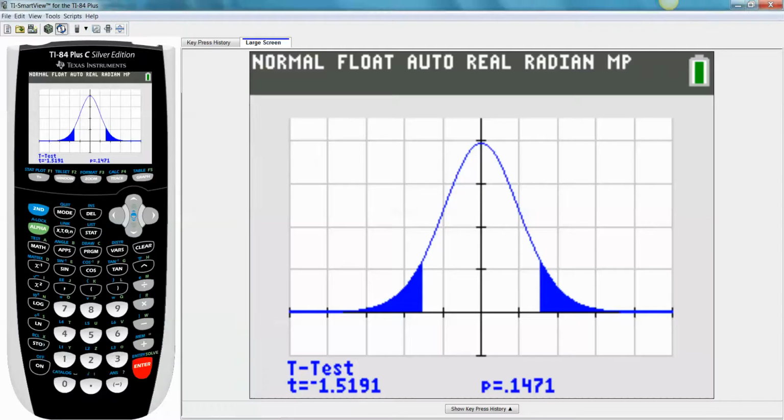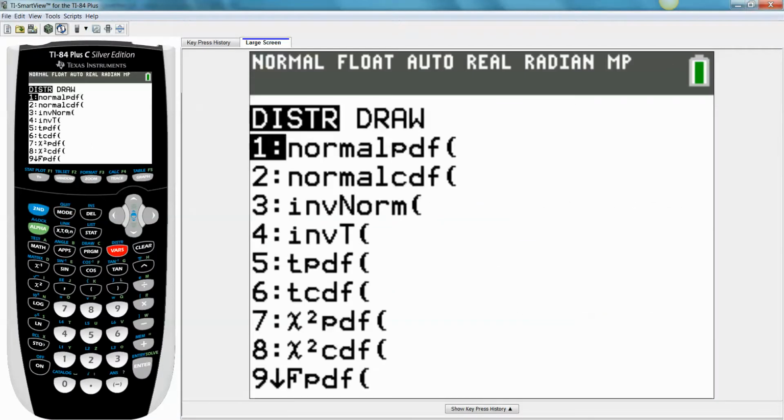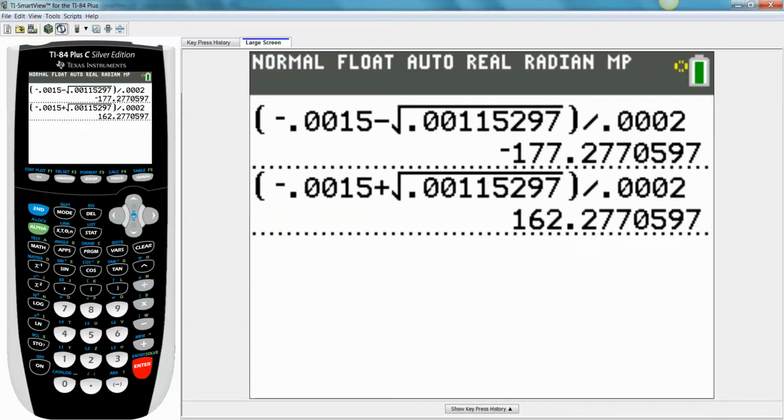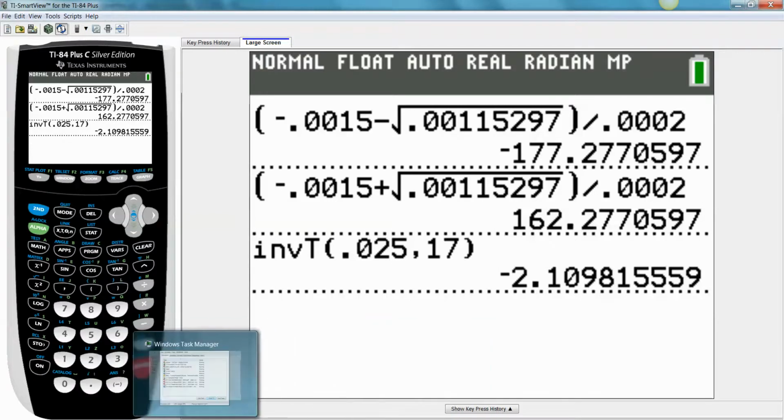Now to get it from your calculator, you would quit and get out of here. Distribution, number 4, you want inverse T. And again, only 84s have this. We've run into this trouble before. If you have an 83, you can't do this. So it's 0.025. 17 is our degrees of freedom. Paste, enter, and there you have it. Negative 2.110 when you round the 9 up to 10, right? So it's the same number as you got from the table.